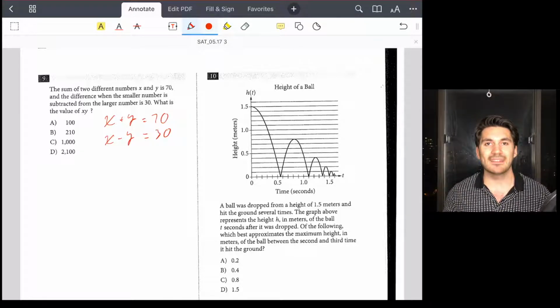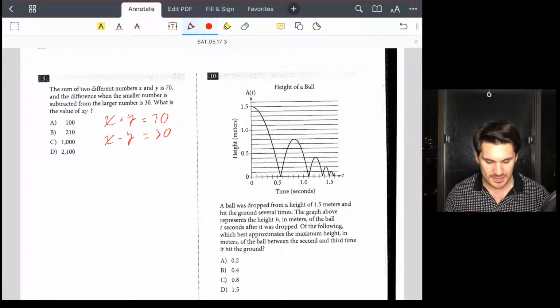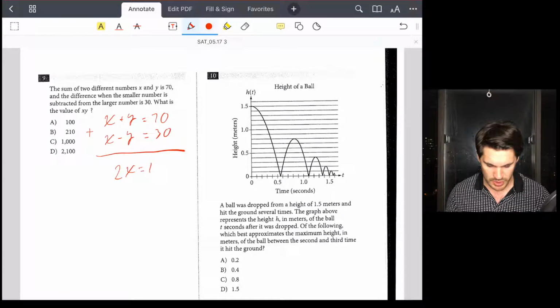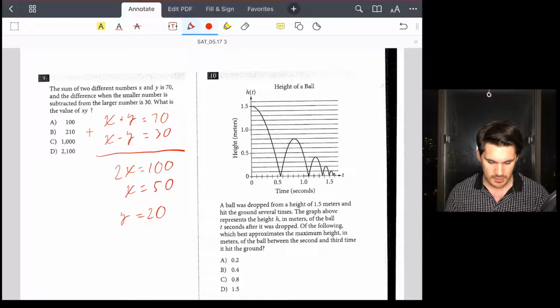So now we're going to figure out what x and y are, because we need x and y to figure out the value of x times y, right? Did I say x and r? X and y. So one way to do this is called elimination, which is basically you try to eliminate one of the variables. And we can do that here by adding the equations together. If we literally take these two equations and add them together, we're going to get 2x equals 100, which means that x equals 50, which means that y equals 20. Okay, so x equals 50, y equals 20. 20 times 50 is 1,000.